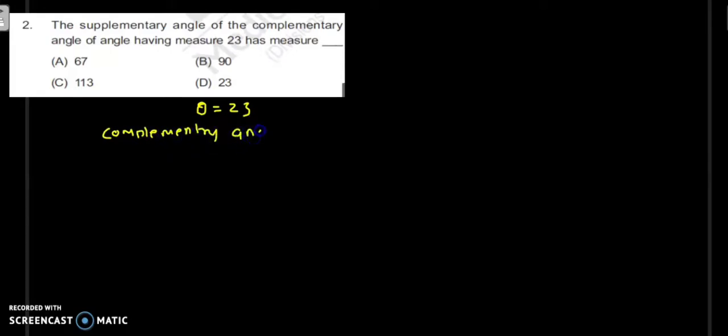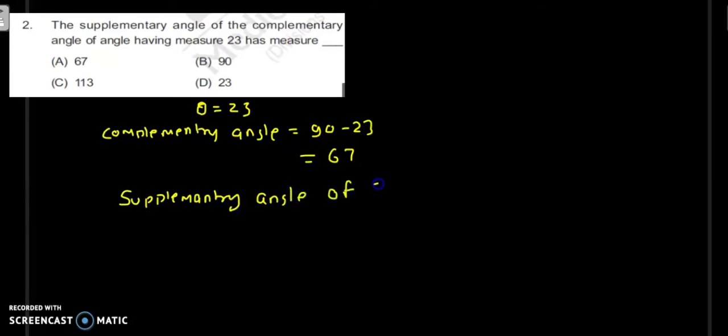complementary angle will be what? 90 minus 23 will give you 67. Then we have to find the supplementary angle of this 67. So the supplementary angle of 67 is equal to 180 minus 67. This will give you 113 degrees. That will be option C. I hope you understood this.